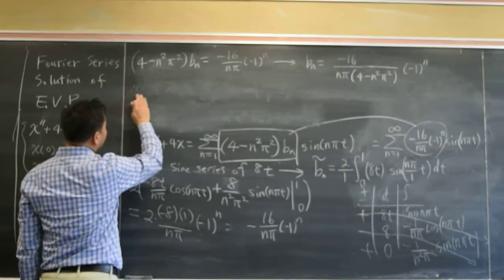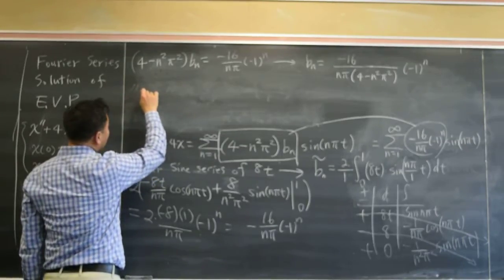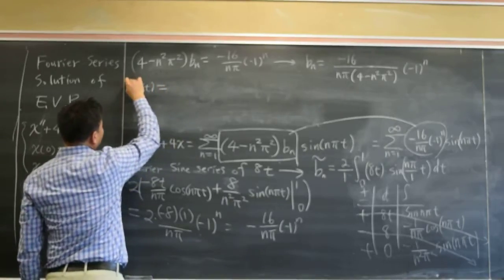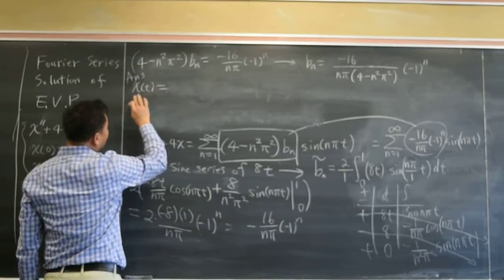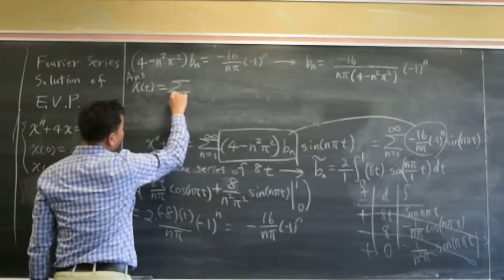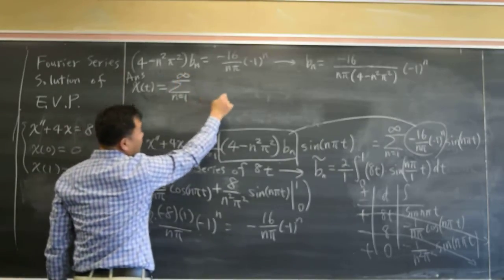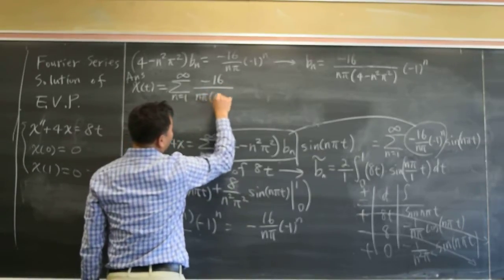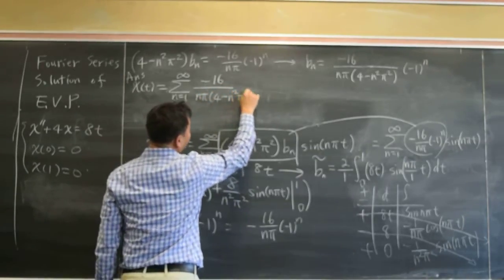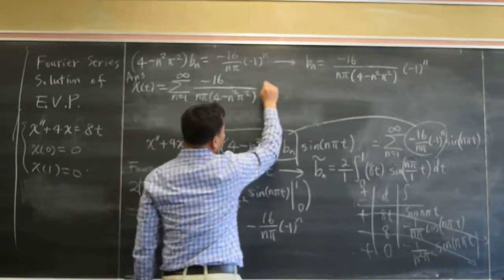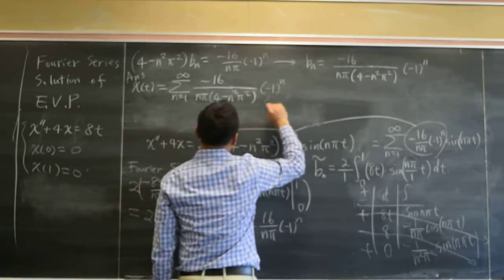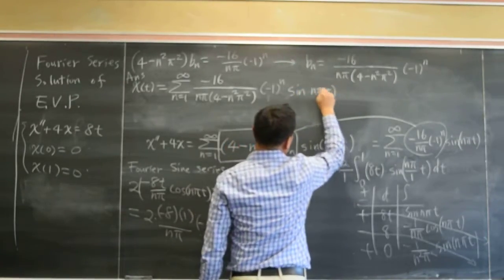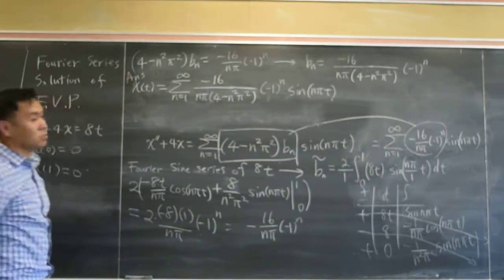And therefore you have your x of t. So the final answer is x of t is sigma n from 1 through infinity of negative 16 over n pi times 4 minus n squared pi squared, and then negative 1 to the nth power, times sine n pi t. That's the solution. Okay.